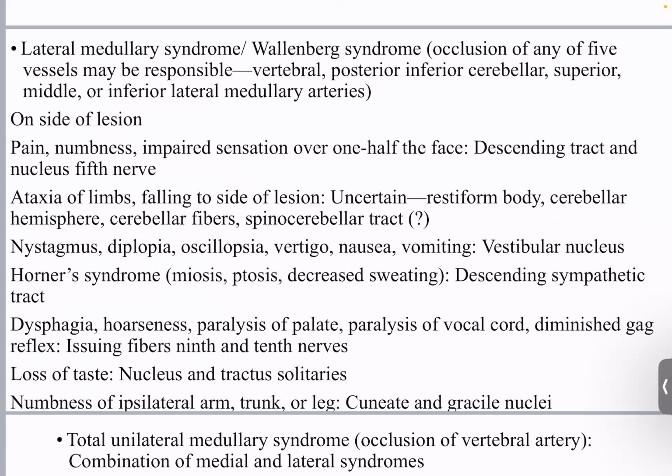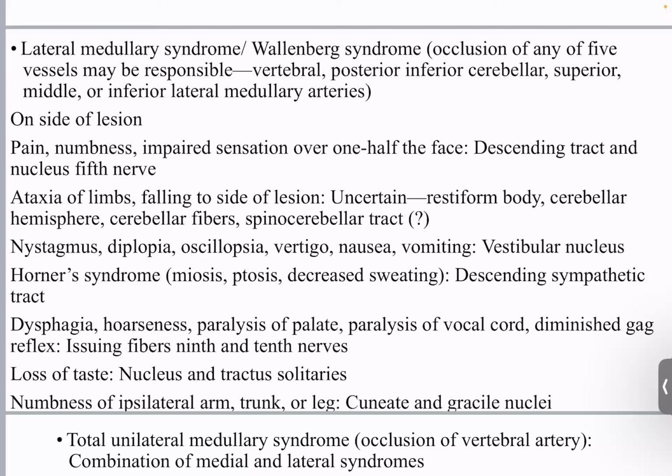So what lateral symptoms will be affected is spinocerebellar pathway. So ataxia will be there. Pain and temperature will be lost in the opposite side. And fifth nerve sensations will be lost on that side. So on the side of the lesion, there will be loss of pain, numbness, and impaired sensation over one half of the face because fifth nerve is affected on that side. Then on that side also ataxia happens, cerebellar symptoms.